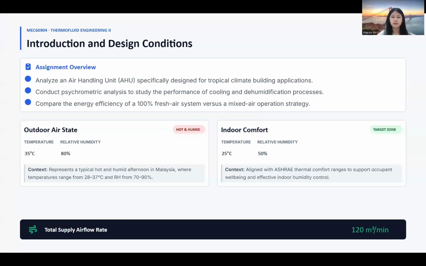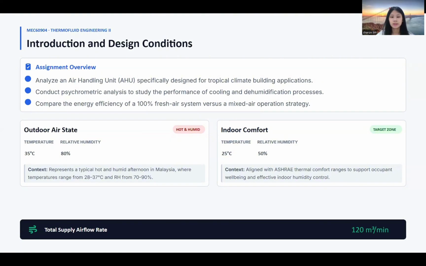The main objective is to evaluate how the air conditioning system cools and dehumidifies outdoor air before supplying it into an indoor space. In addition, I will compare two different operating strategies. First is a 100% fresh air system where all the supply air comes directly from outside. The second is a mixed air system where outdoor air is mixed with conditioned return air before entering the cooling coil. By comparing these two systems, we can determine which design provides better energy efficiency while still maintaining indoor thermal comfort.